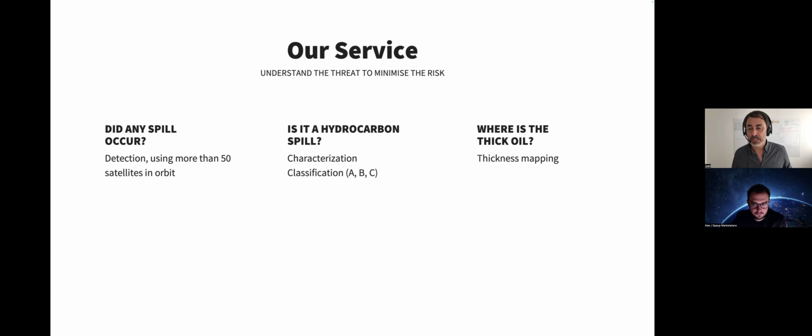Another question, which is operationally very, very important to manage the response, is to map the thickness of the oil. Where is the thick oil? The reason for that is that, unfortunately, there is no technology so far to clean very thin layers of oil at sea. It's totally impossible. So we have to concentrate our efforts in understanding where is the thick oil at sea, and focus our response efforts there.